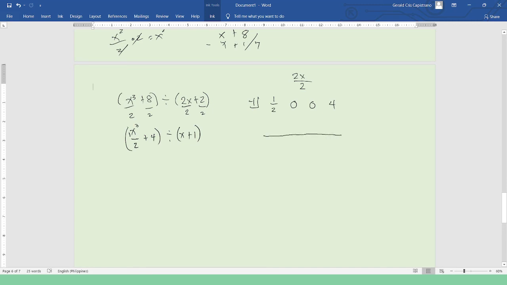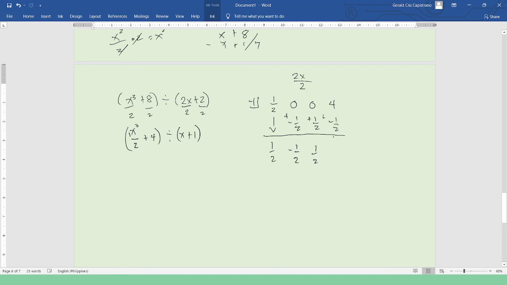Same process. You need to bring down this 1 half. Multiply the 1/2 by -1, so that will be -1/2. You need to add this, 0 plus -1/2, that is just -1/2. -1/2 times -1, that will be 1/2. Add this 2, so you will have 1/2. Then you need to multiply again, -1 to 1/2, so you will have -1/2.